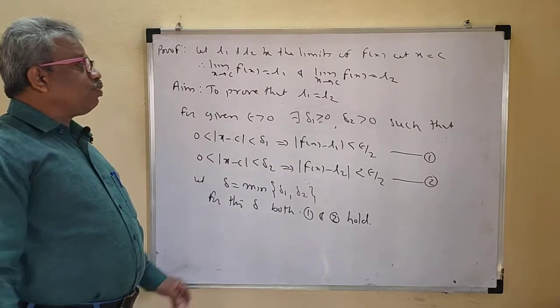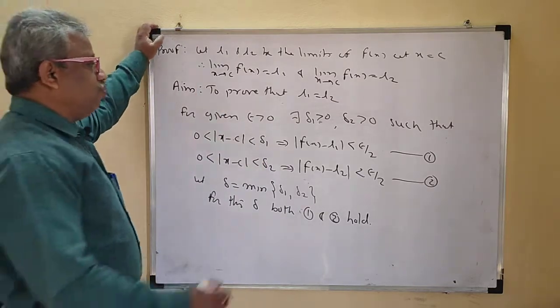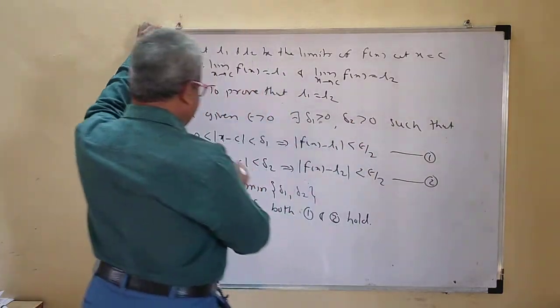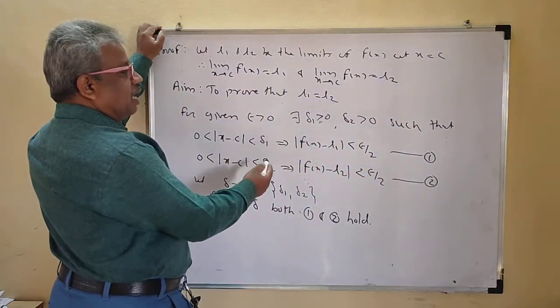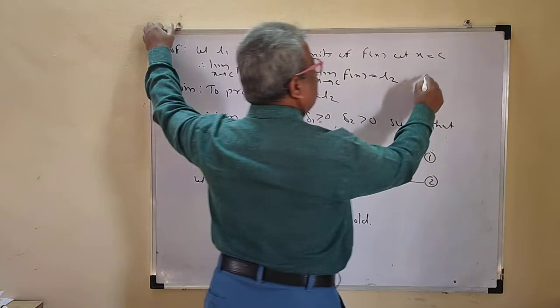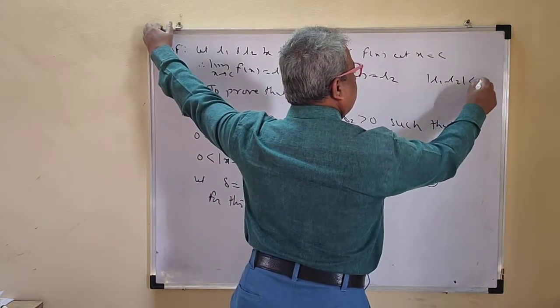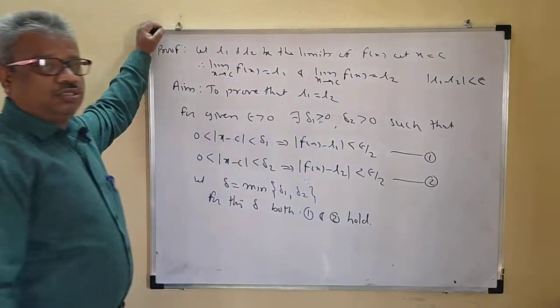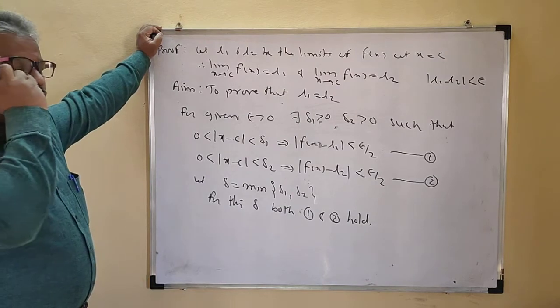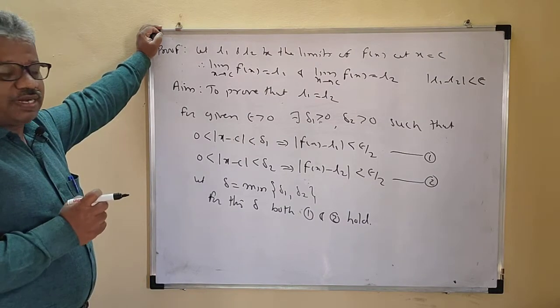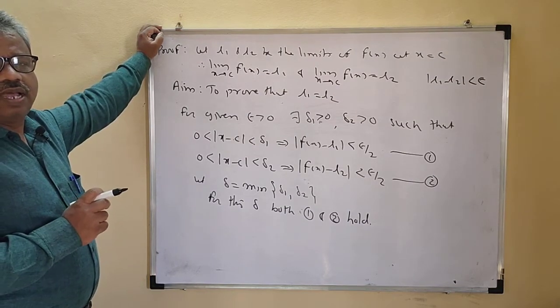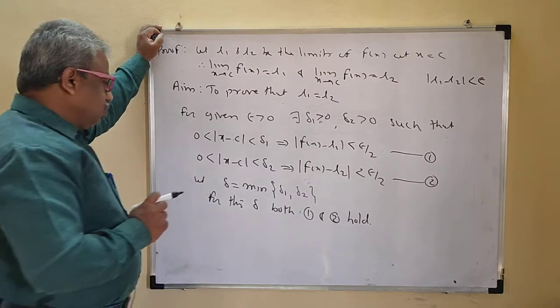Okay, so what we have to prove? Whenever x minus c is less than delta, what we have to prove? L1 minus L2, mod of L1 minus L2 is less than epsilon. Okay, so that means epsilon is arbitrary, so you may say L1 minus L2 is 0 now.